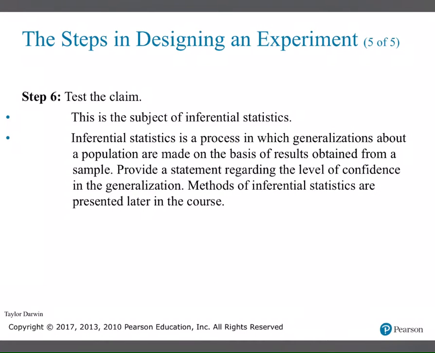And lastly, step 6 is to test the claim. This is more inferential statistics. We're trying to make an inference about the population. And so that's really the goal of designing an experiment, is to hopefully say, okay, we learned this about a sample. Now maybe we can generalize it for the population.